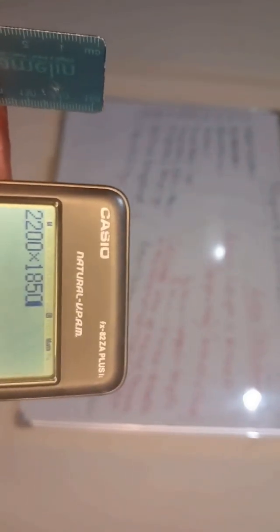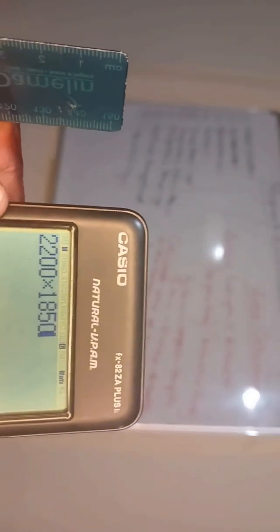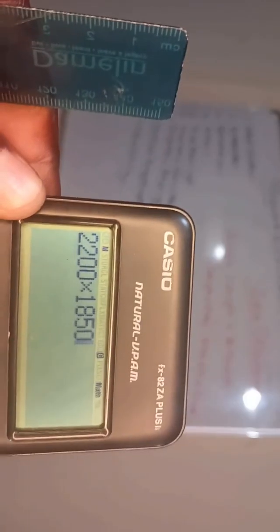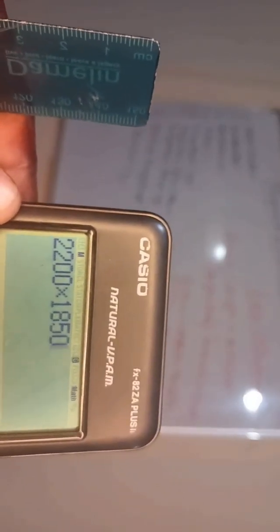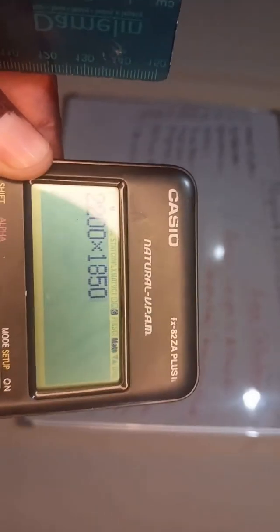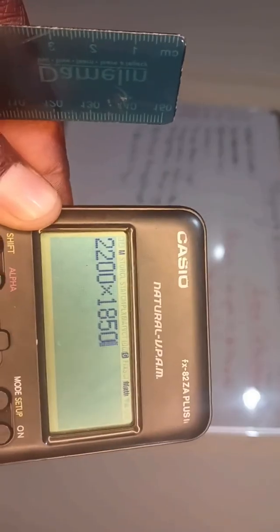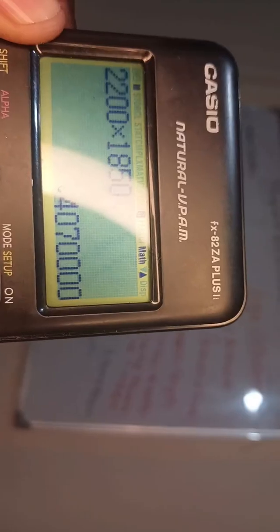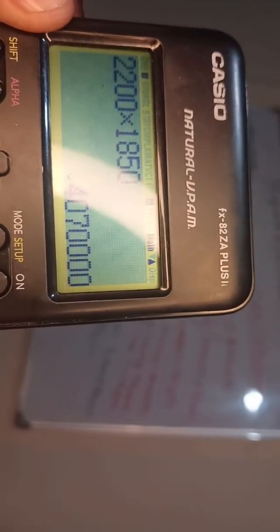Someone is asking about the scale. We have converted the scale, the 50,000, into meters. That's why we have multiplied by 500 meters. Are you following? All right. So 2,200 by 1,850, we have got what? We have got 4,070,000. That's what we have, okay?